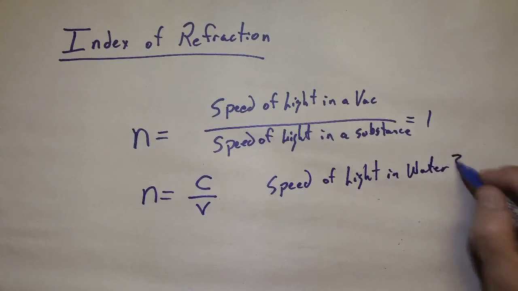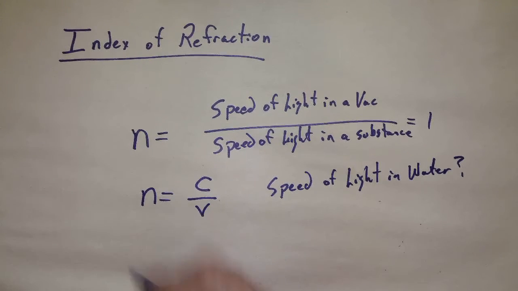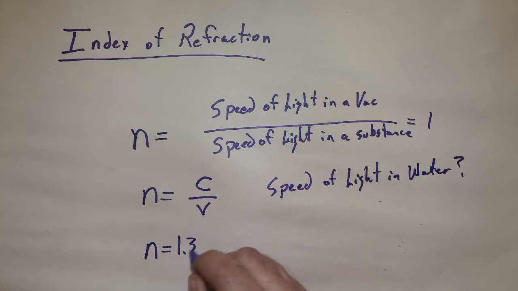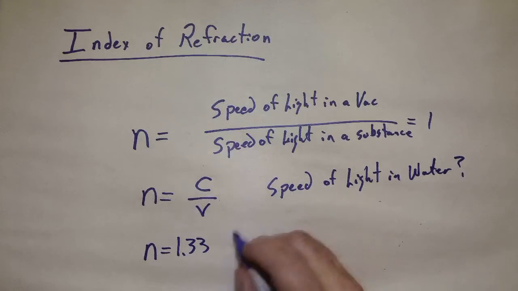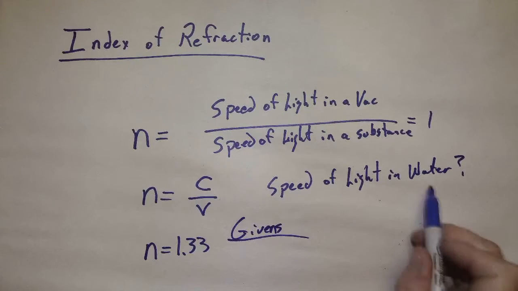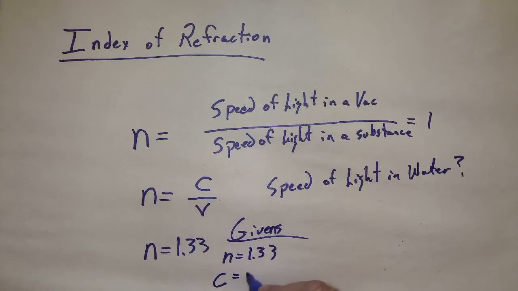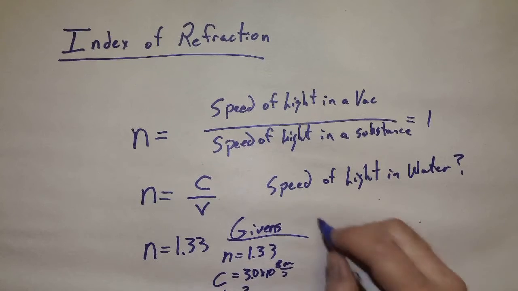Well, what is the speed of light in water? If you look on your reference tables, you'll find the index of refraction of water, n equals 1.33. So let's put down some givens and see what we can get for the speed of light in water. If n equals 1.33, the other given we have is c. c equals 3.0 times 10 to the 8 meters per second. That's the speed of light in a vacuum. And we are looking for the velocity of light in water. Let's look at the formula.